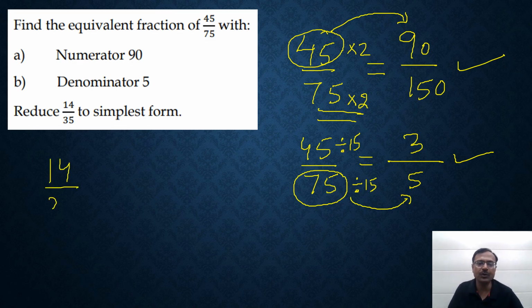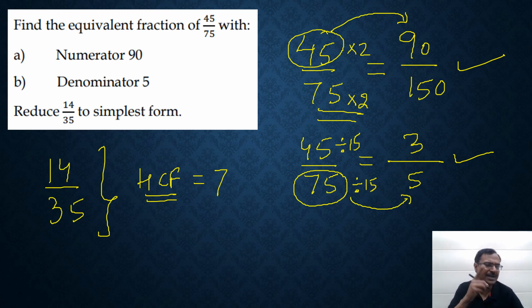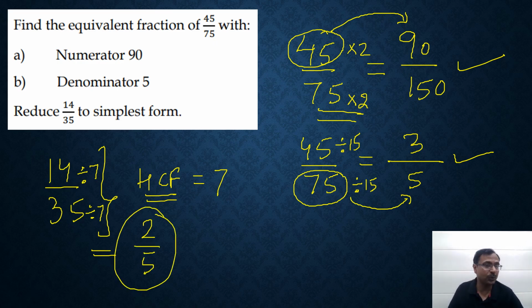14 upon 35 to simplest form. You all know that we have to find the highest common factor of the numerator and denominator. What is the highest common factor? 7, because 7 divides 14 and 7 divides 35. So just divide the numerator by 7 and the denominator by 7. You will get the answer in simplest form, which is 2 upon 5. And now you can see 2 and 5 are co-prime. They don't have a common factor.